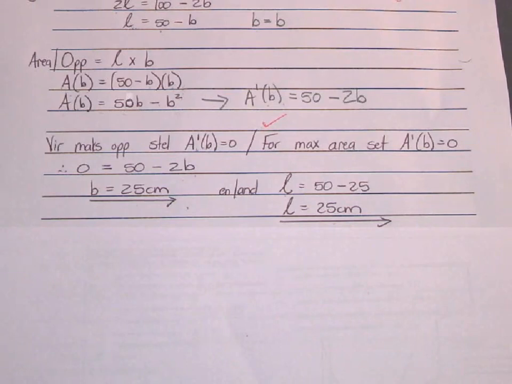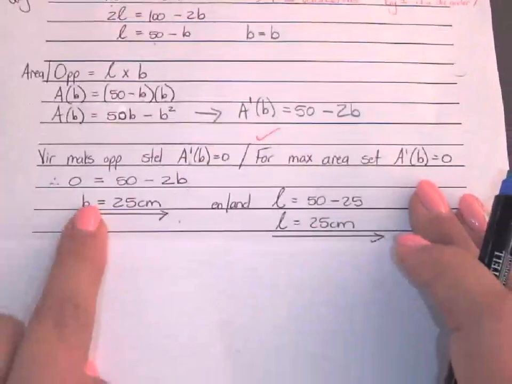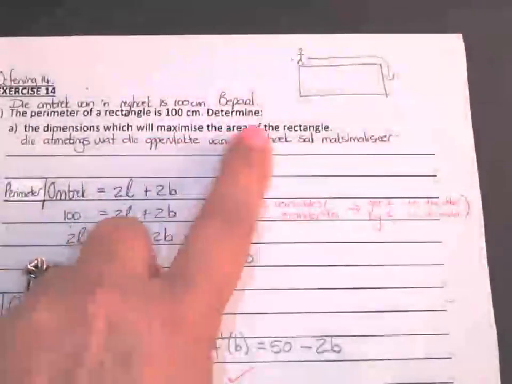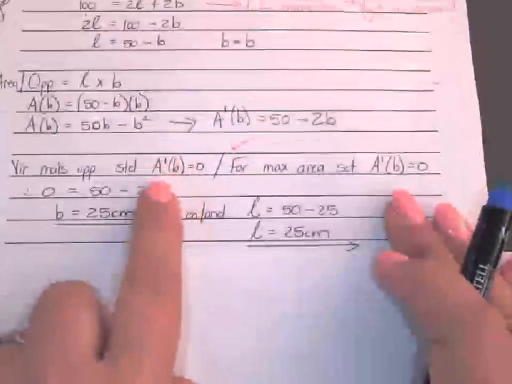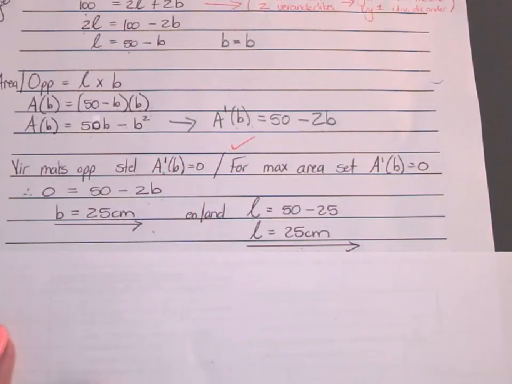And that's what they asked. They asked the dimensions, so the breadth and the length, which will maximize the area of the rectangle. Maximize means I had to differentiate it and set it to 0. So there's our first answer. Is this a rectangle? That's question C. Look at question C.